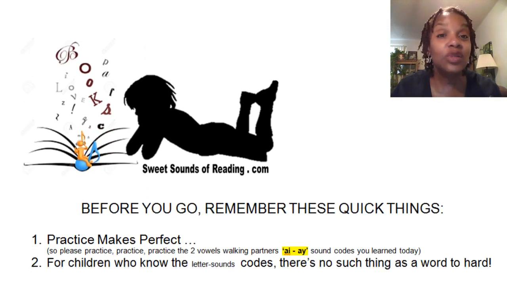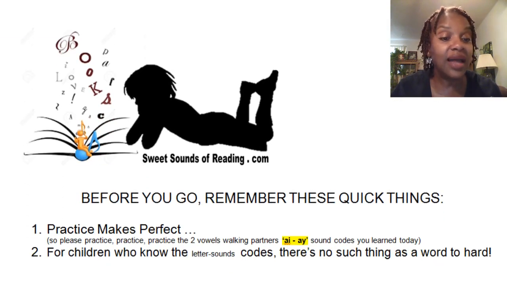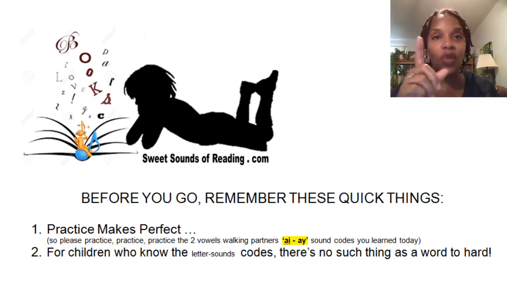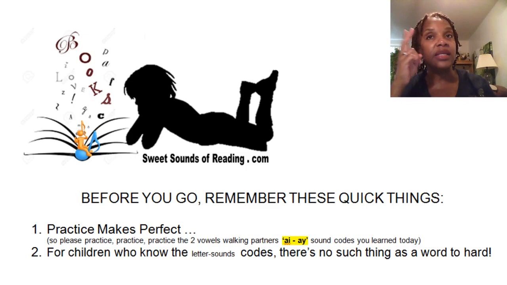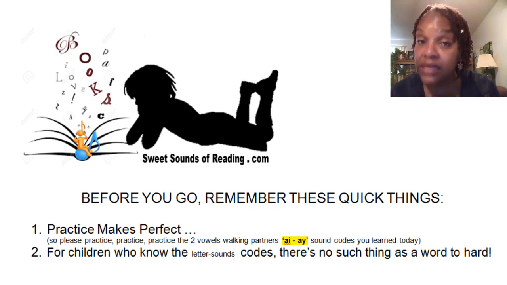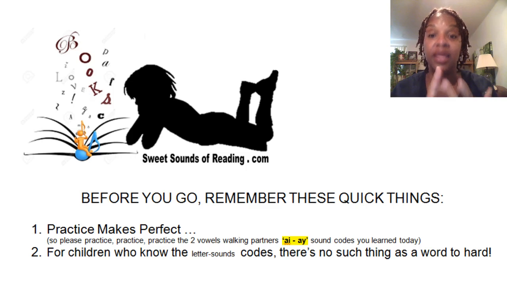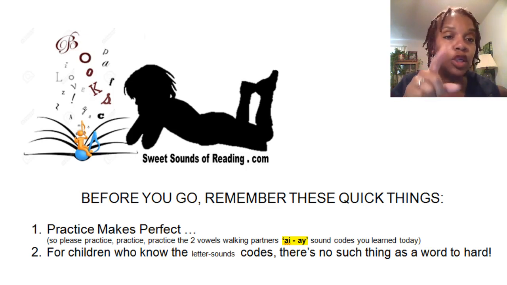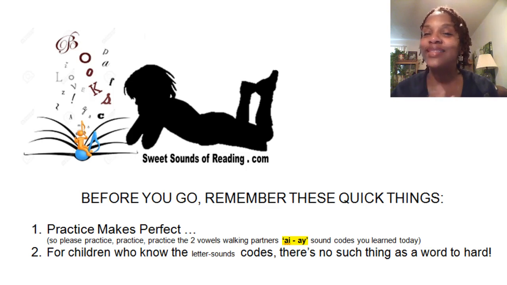So this is sort of a big class today, all right? There's a lot of homework involved in mastering this class. That means knowing your stuff. But before we go, I want you to remember these two quick things. Practice makes perfect, okay? So I need you to practice the two vowel walking partners that you learned today, which were AI and AY. I want you to think of these partners as sound codes. And with that being said, for children who know the code, there's no such thing as a word too hard to read, right?